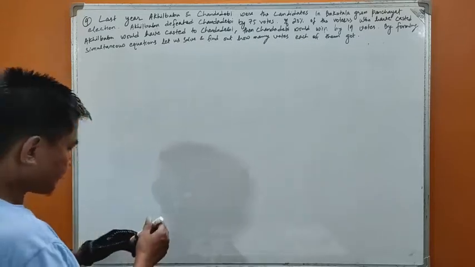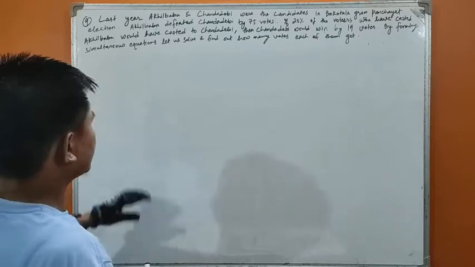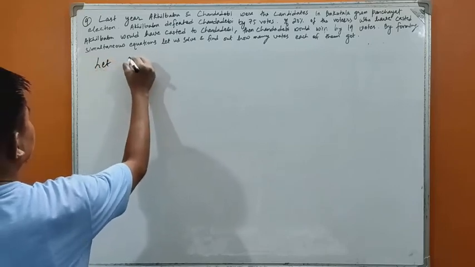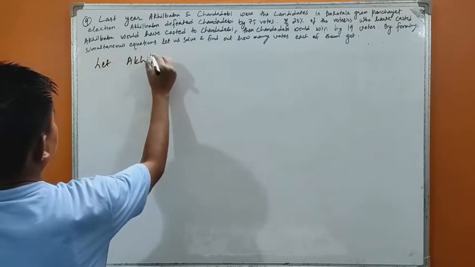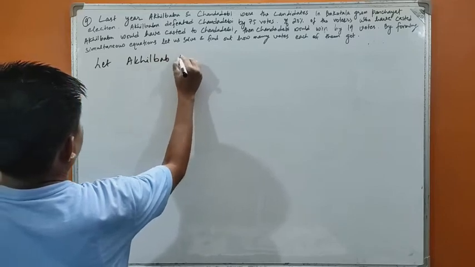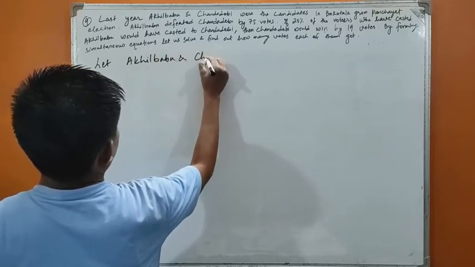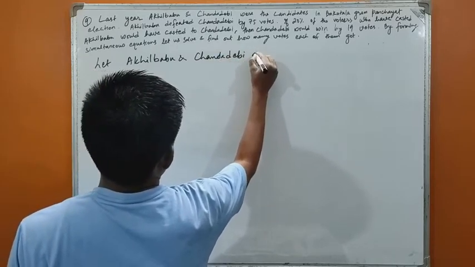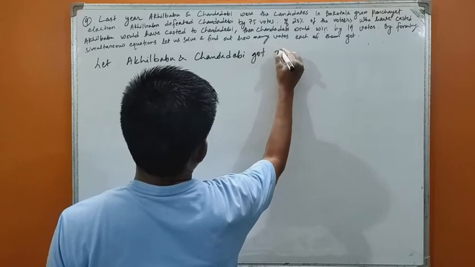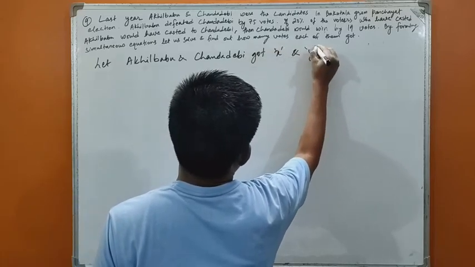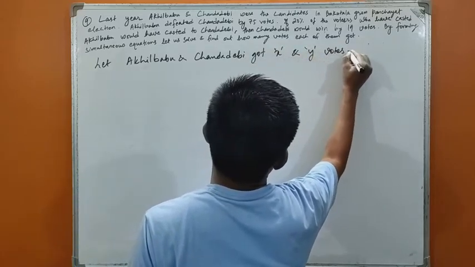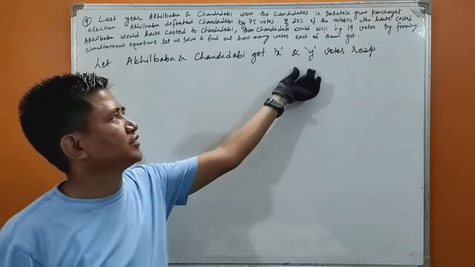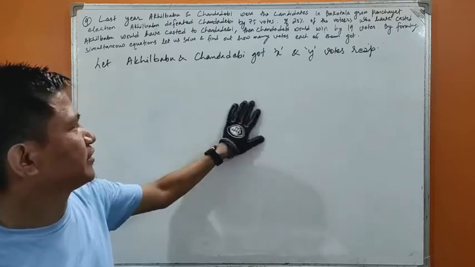Okay. Now let us assume, let Akhil Babu and Chanda Devi got X and Y votes respectively. Okay, let Akhil Babu got X votes and Chanda Devi got Y votes in the election.